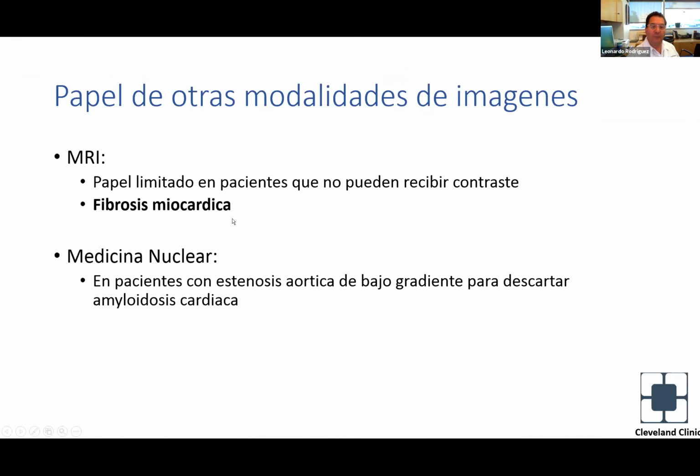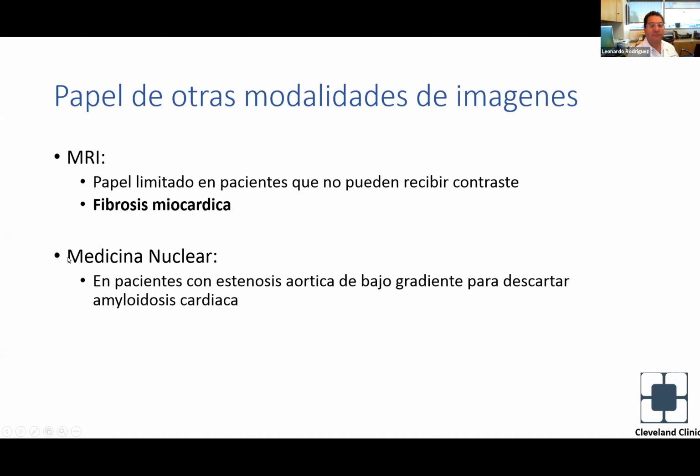Y esto, desde el punto de vista del pronóstico de la fibrosis miocárdica, hay bastantes estudios en este aspecto que han mostrado que en aquellos pacientes con estenosis aórtica severa, ya sea asintomática, si tienen fibrosis miocárdica, es posible que el pronóstico no sea muy bueno, y algunos autores han sugerido que tal vez la presencia de fibrosis miocárdica, aun en pacientes asintomáticos, debería ser un elemento que nos lleve a intervenir en estos pacientes.